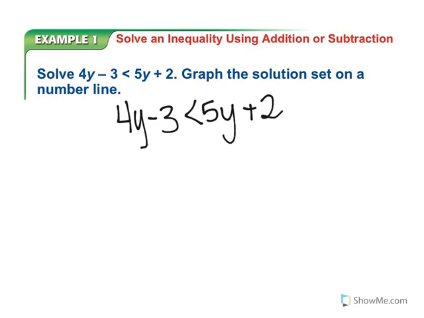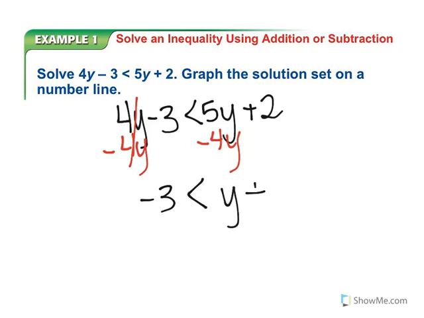And the first thing I want to do is to get the y's to the same side. Okay, so I'm going to subtract 4y from both sides. And you have to make sure that you combine the correct terms. Okay, here we're left with negative 3 is less than y plus 2. And the reason why it's just y, because we took 5 y's and we subtracted 4 y's, so that means we have 1 y left over.